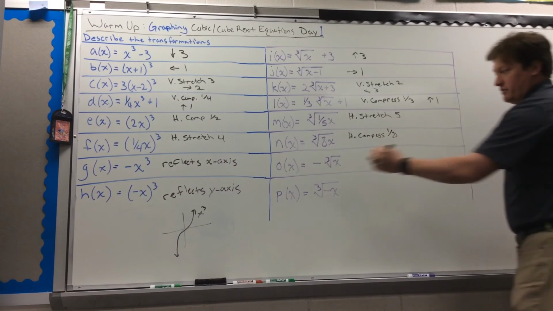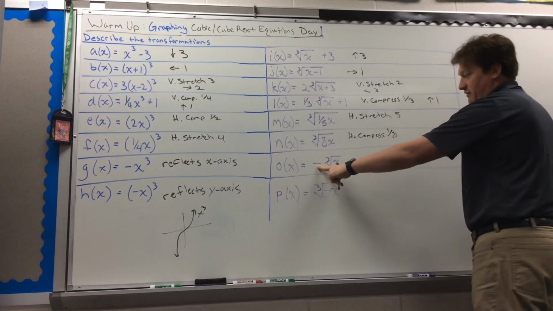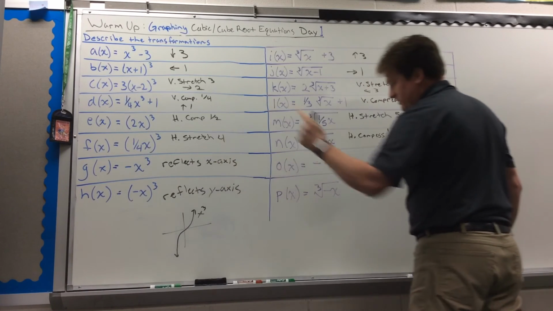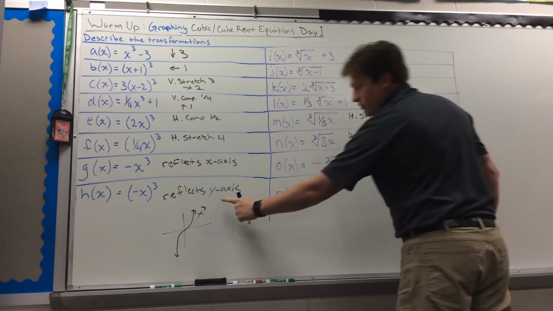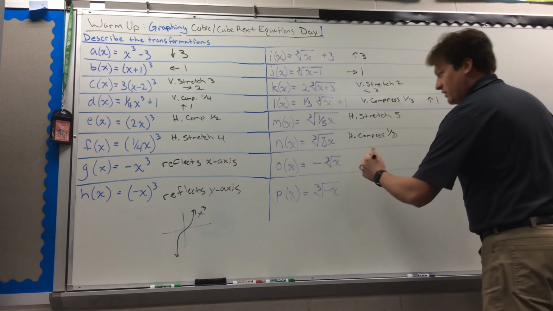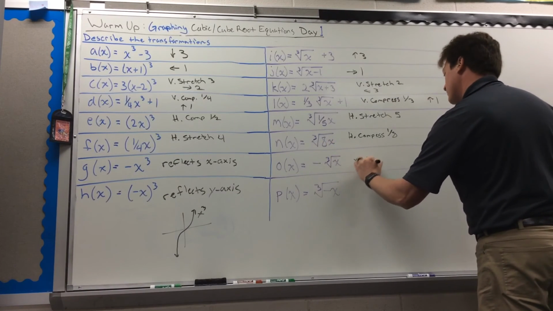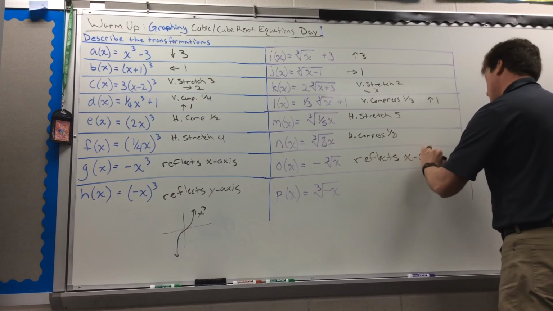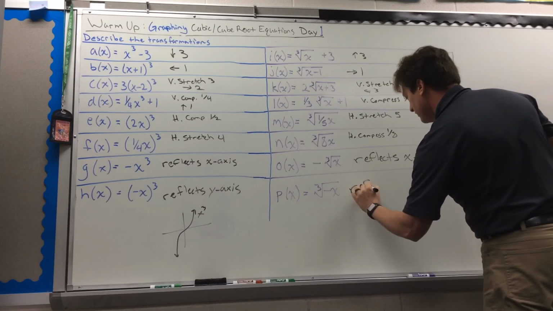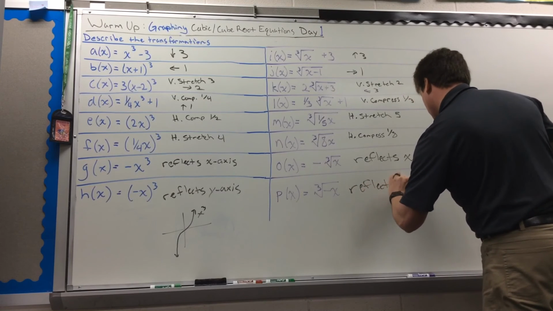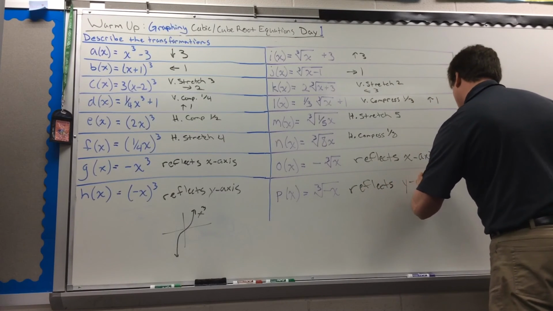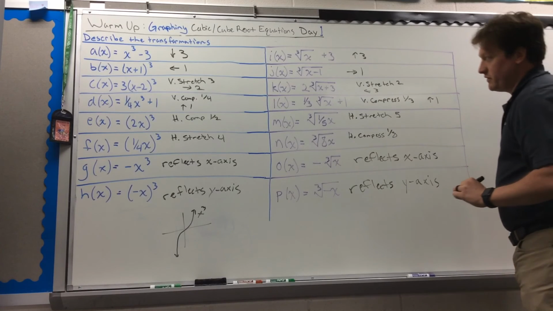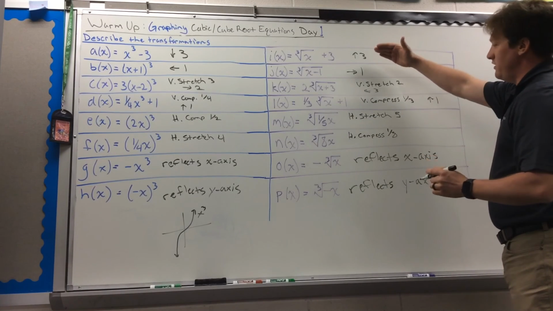And then we have these parts. This is A value again. A value is negative, reflects over the x-axis. B value is negative, reflects over the y-axis. So here we have reflects over the x-axis, and this one reflects over the y-axis.